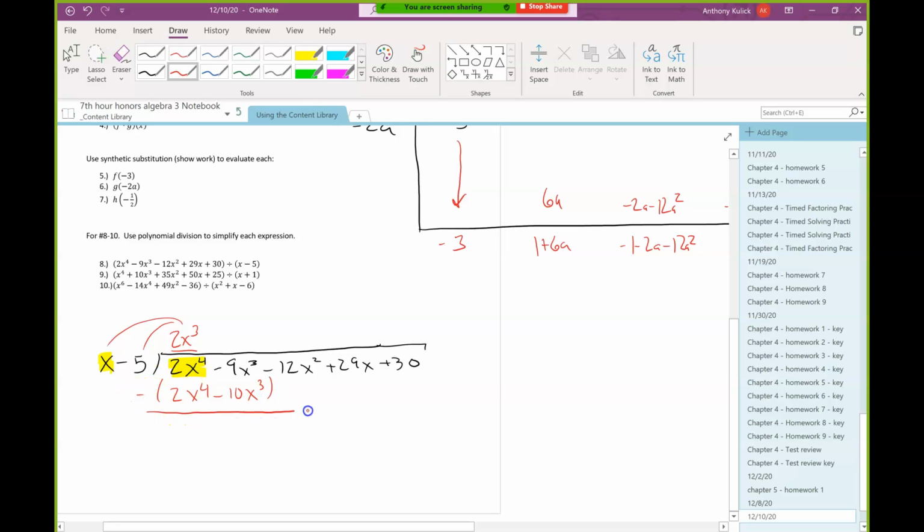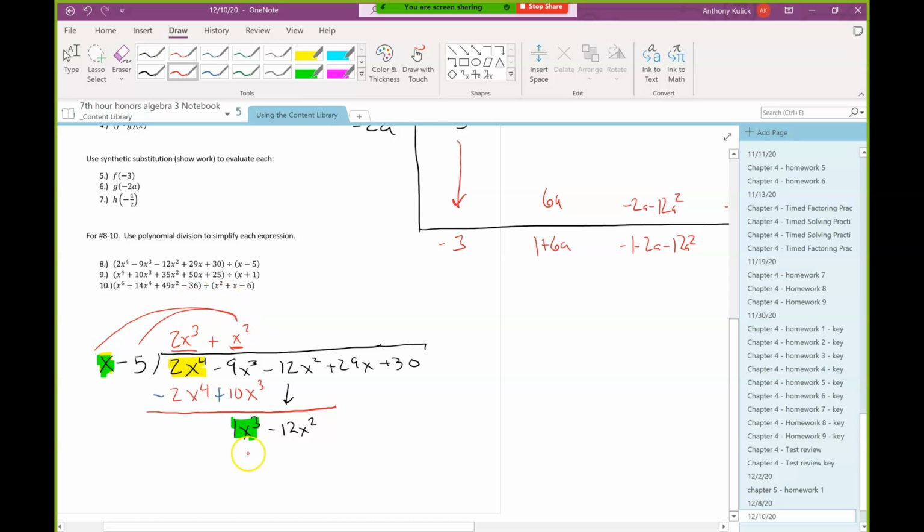And we'll subtract down. I like to distribute through the negative rather than trying to treat it as a subtraction problem. So 2x to the fourth minus 2x to the fourth is 0. Negative 9x to the third plus 10x to the third is 1x to the third. We'll bring our next term down and then go back to the top. So we're going to ask ourselves how many times does x go into 1x cubed? Well, that's x squared, because x squared times x gives me x to the third.